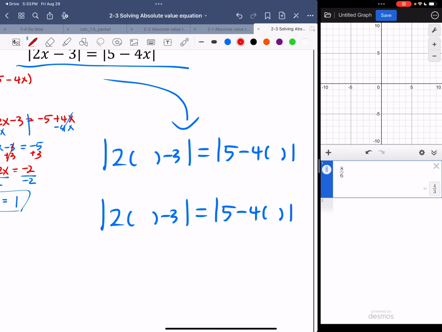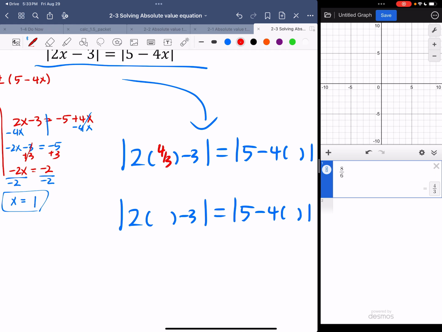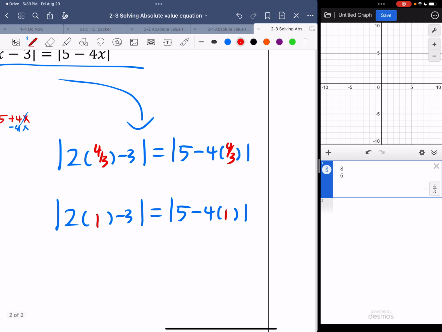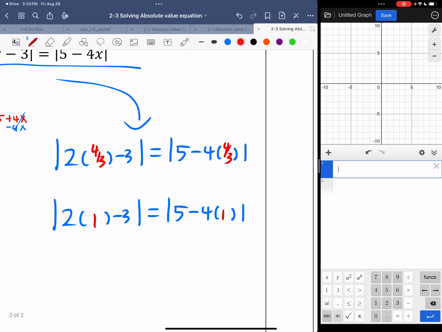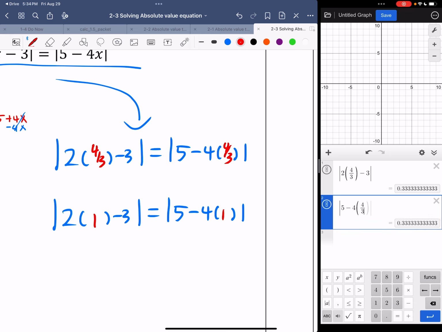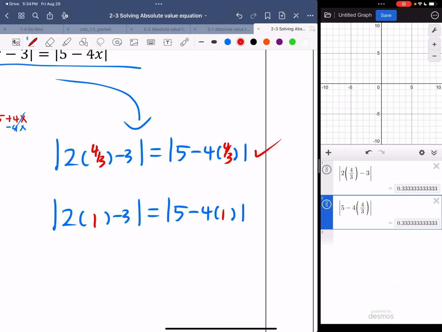First one is 4/3. Next one is 1. Now let's see. Even in decimals, let me put 2, parenthesis, 4/3, close parenthesis, minus 3. I got 0.333. Let's see if I get the same thing: 5 minus 4, parenthesis, 4/3. Yep. Do you see these two are exactly the same thing? So 4/3 is going to be the answer.